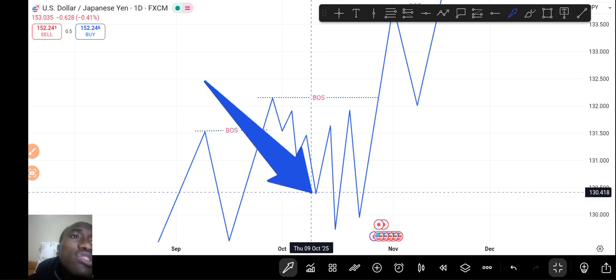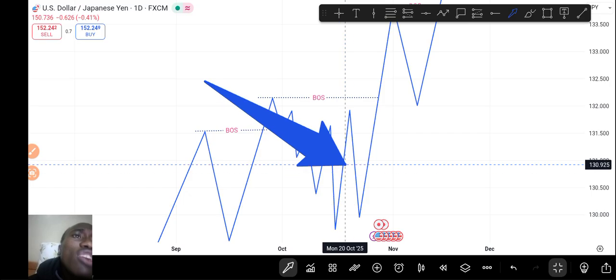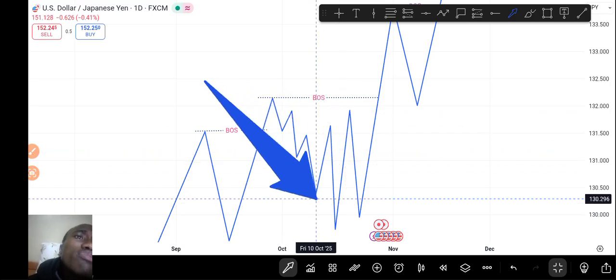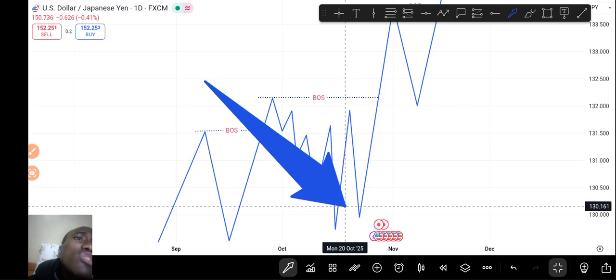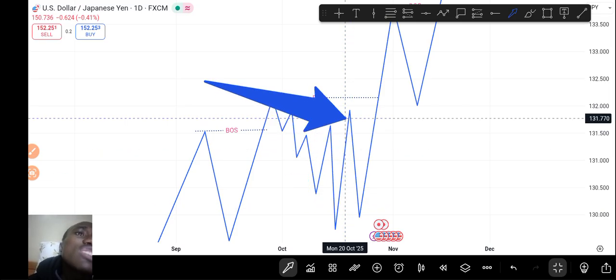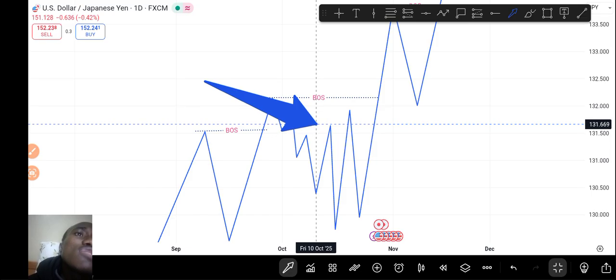It broke, instead of continuing. Look at this. The price broke structure to the downside, but instead of reacting from this point and going down to break more structures to the downside, it did what? It broke this structure to the upside. Now this is called our change of character.